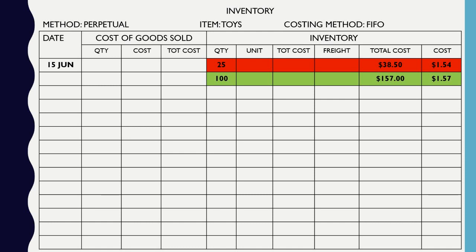We recognize that the red batch came first, and then our green batch came second. And in this case, we don't need to have the original cost or any of those things in there because we've already calculated it previously in the previous inventory worksheet. All we're transferring is how many items we have left, what's the total cost of them, and what's the cost per item. So in this case, we have 25 of the red and 100 of the green. So we're transferring it immediately over here.